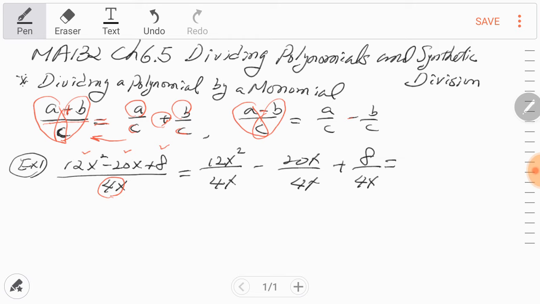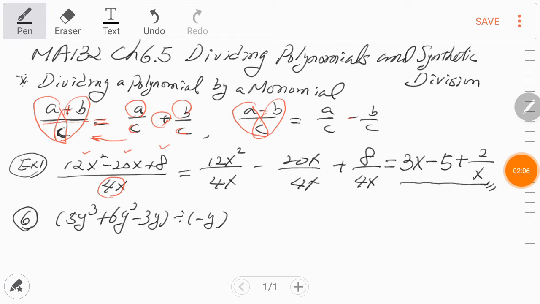So 12 over 4 is 3. x squared over x is x, since 2 minus 1 is 1. Okay, minus 20 divided by 4 is 5, x cancels out. Plus 8 over 4 is 2, and the denominator is x. So this is the simplified expression.